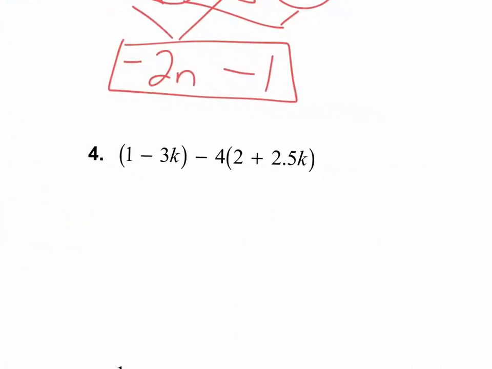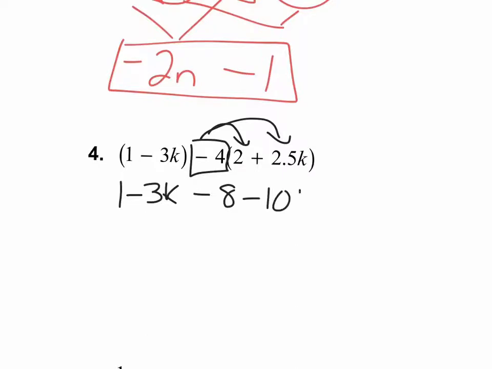Moving on. Okay, so this is the same: 1 minus 3k. We aren't distributing anything. Here we have this negative 4. We have to distribute that all the way through. So negative 4 times a positive 2 is a negative 8. Negative 4 times a positive 2.5k is a negative 10k.